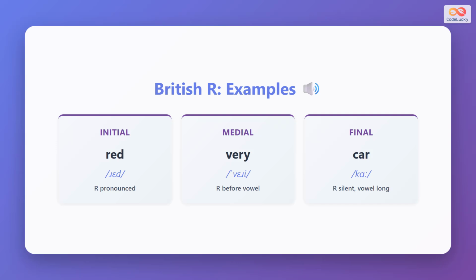Let us look at examples of the British R in different positions. In initial position, the word red has the R pronounced because it is at the start. In medial position, the word very has the R pronounced because it comes before a vowel. In final position, the word car has the R silent, and the vowel sound becomes longer.